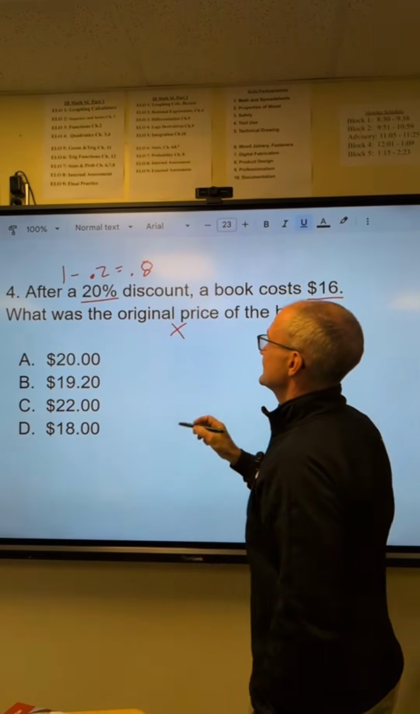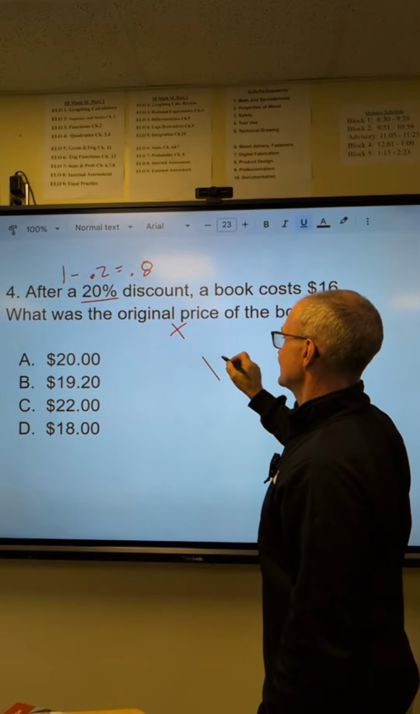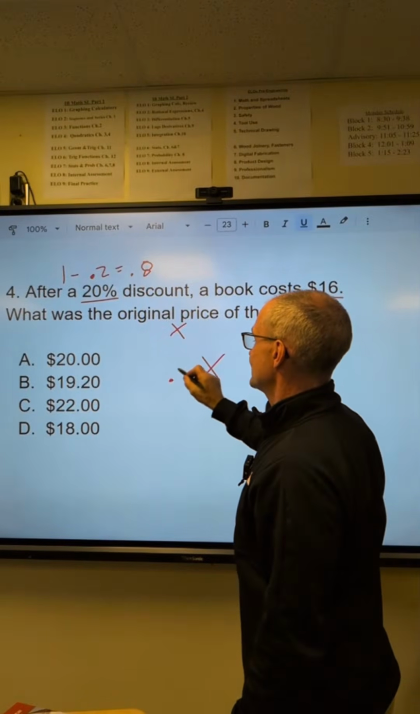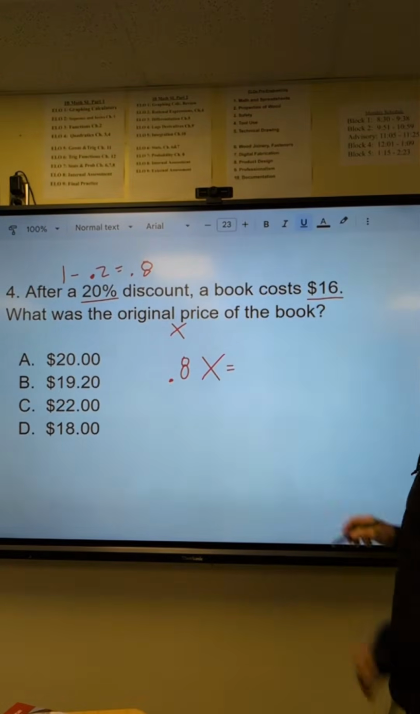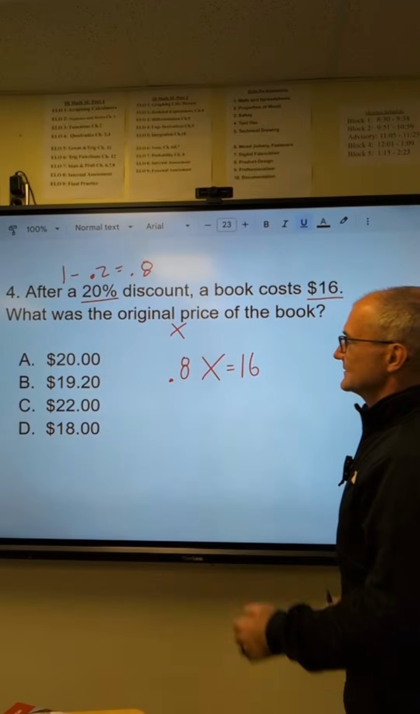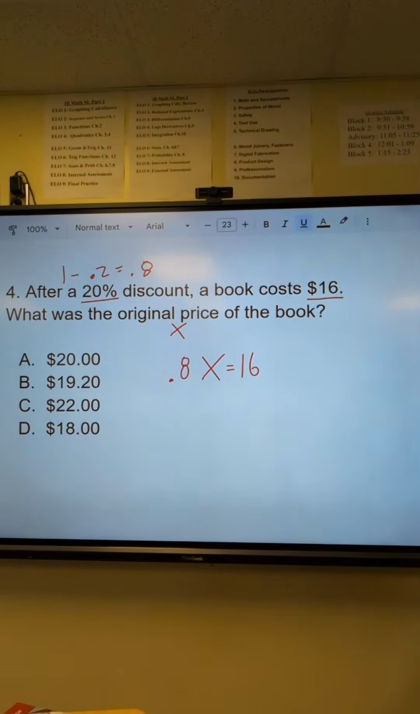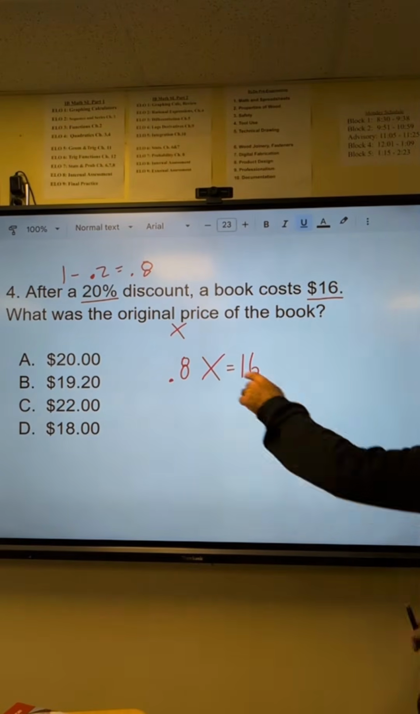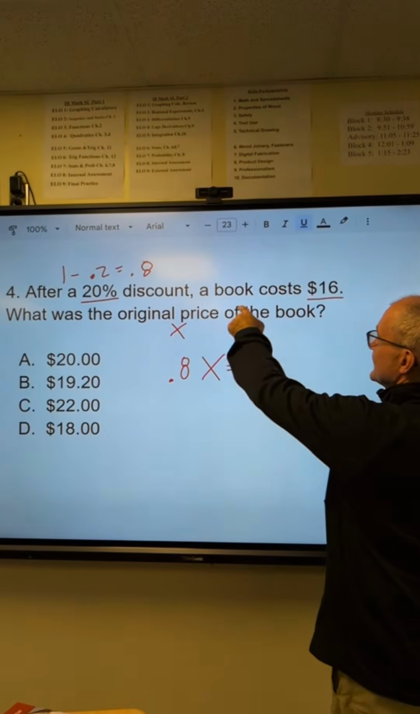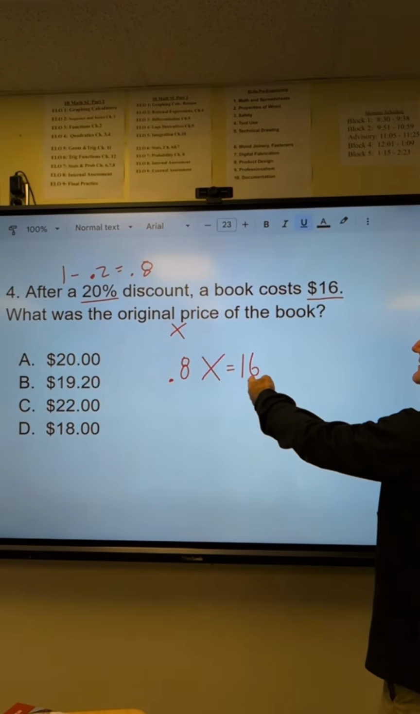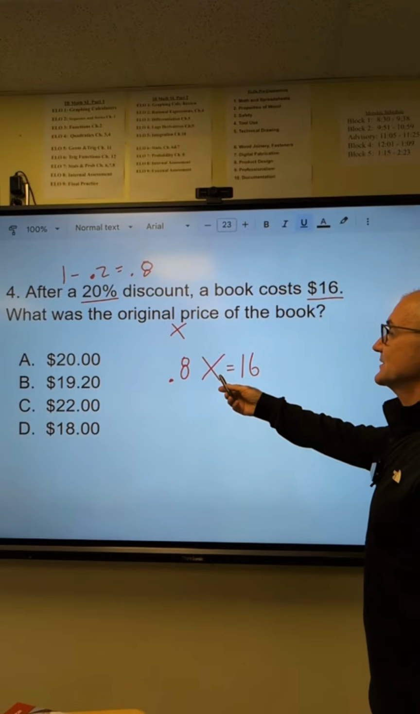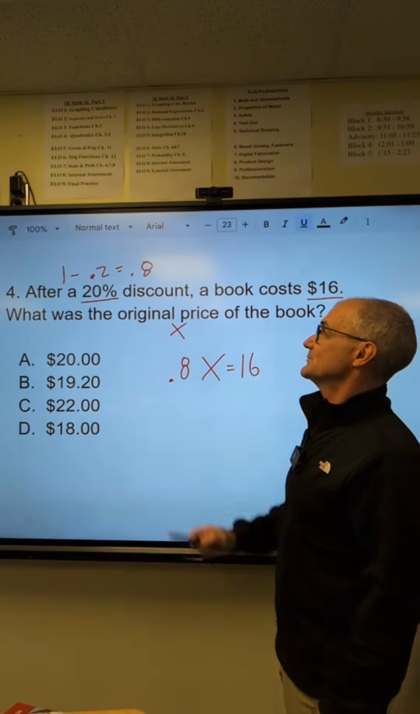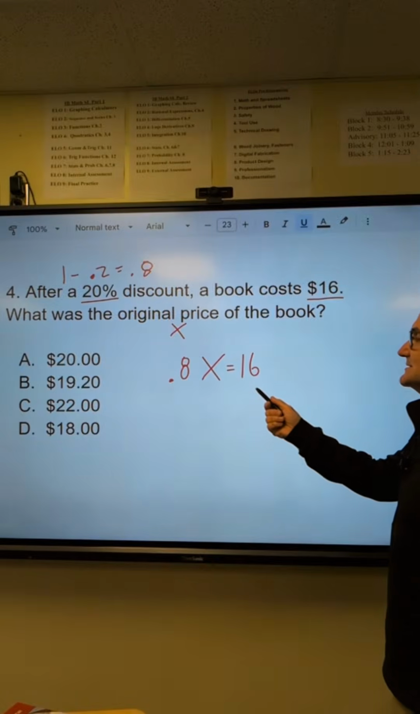So if I take the original price times my 0.8, it is going to equal my sale price of 16. Let me just go through that one more time, make sure I did that correctly. A 20% discount, a book costs $16. So that's going to be the price after the discount. What was the original price of the book? X is the original price of the book times 80%, or 0.8, gives me 16.